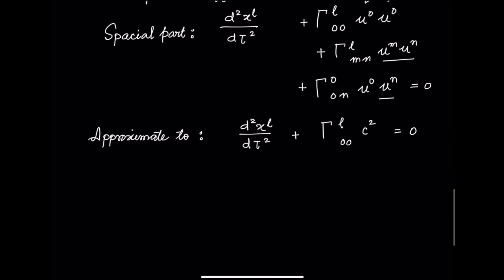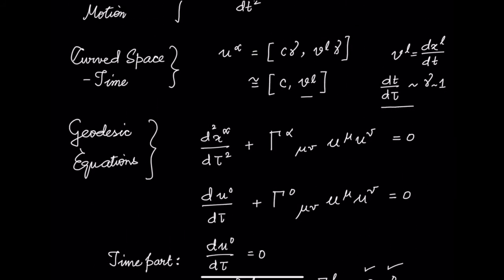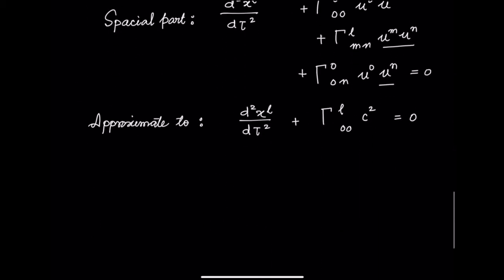And you remember that d tau is just dt, because dt by d tau is gamma, which is 1. So dt equals d tau. So I can do a further approximation to write this as d2xl dt2 plus gamma L00 c squared equals 0.